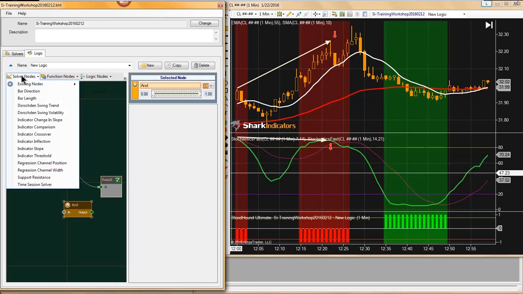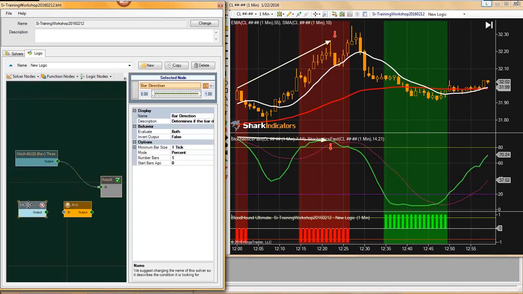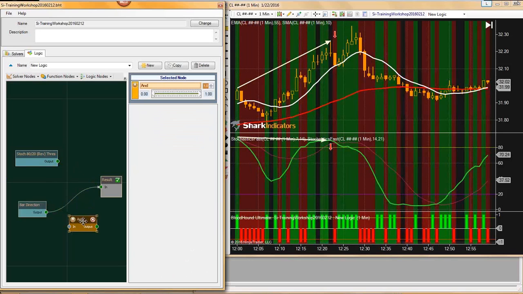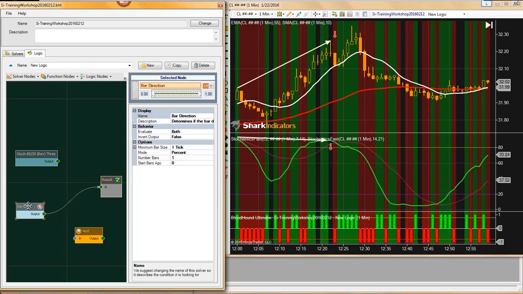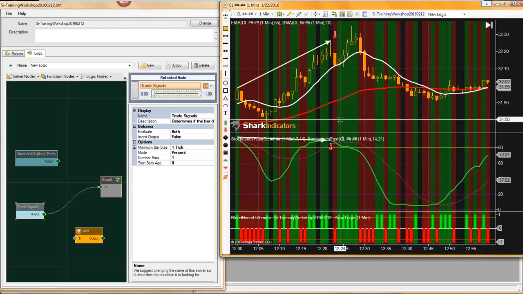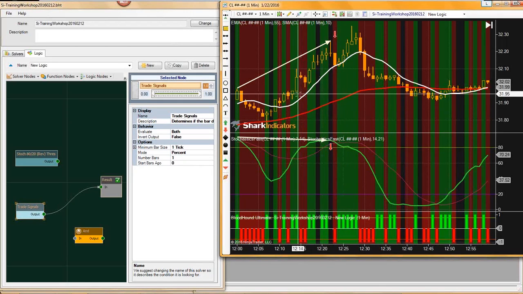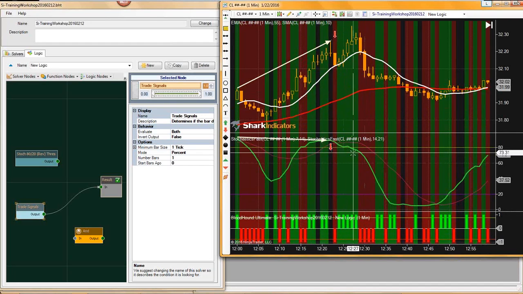Okay, let me do one more. I need one more solver. I'm just going to grab this one, and this is going to represent the trade signals. Let's just pretend that these are our trade signals here. That solver just puts a whole bunch of buy and sell signals on the chart, so it's going to make it easy for us to see what's going on.